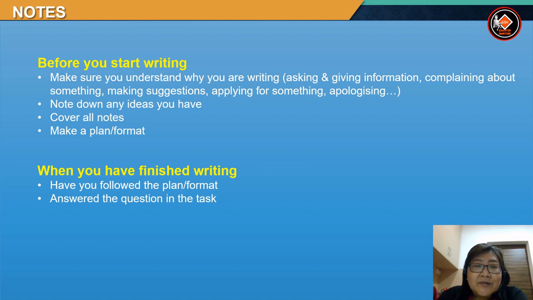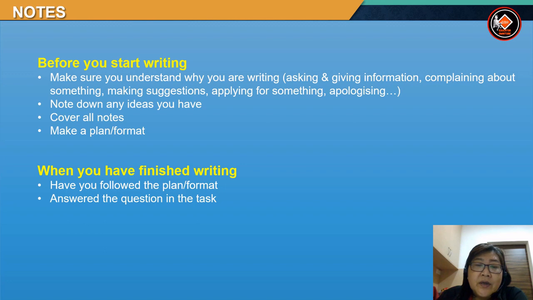Notes. Before you start writing, remember that you have to make sure that you understand why you're writing. So you have to understand the task. There are various tasks such as whether you are supposed to give information, or you are going to complain about something, or your friend asks for you to give suggestions, or you are trying to apply for something or to apologize. So make sure that you know whether it is formal or informal, and note down any ideas you have. Make sure that you cover all the notes and make a plan or a format.